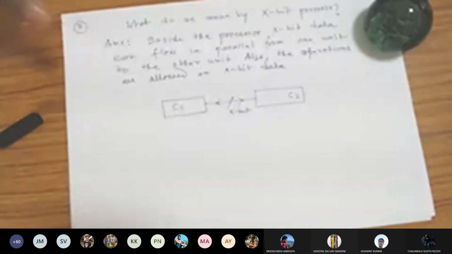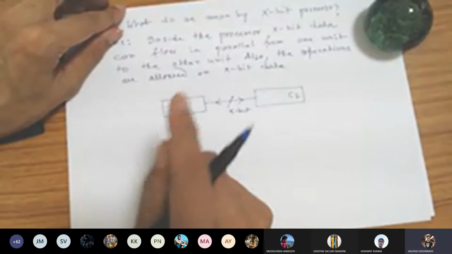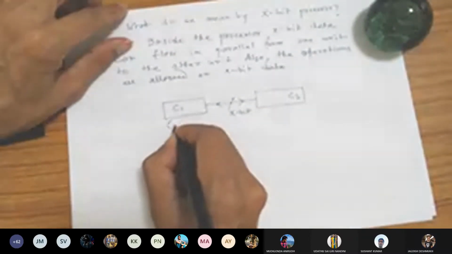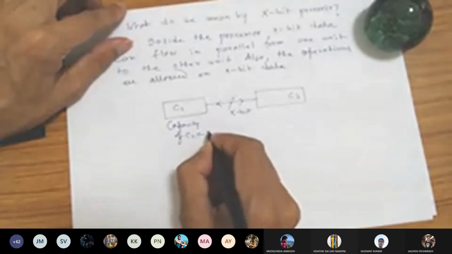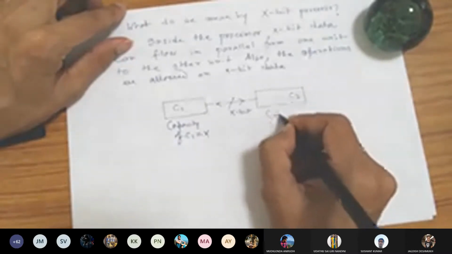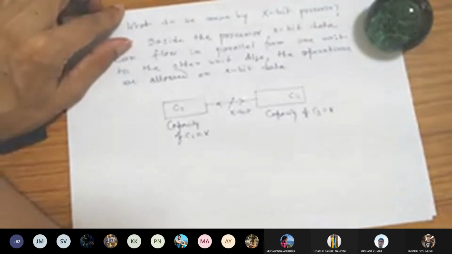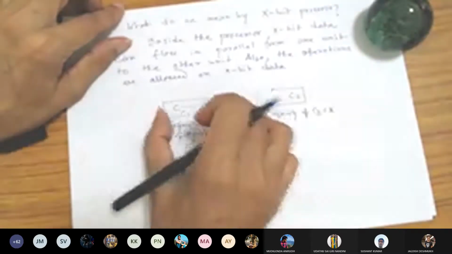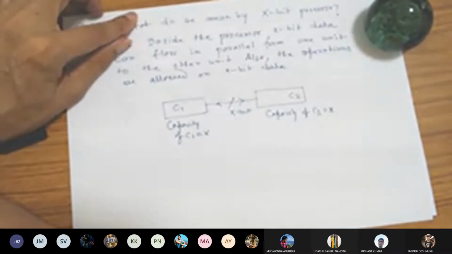What else other than this? All capacities and limits must be multiples of X bit. Right, exactly. So the capacity of C1 equals X. Now, if these are internal storage devices, then capacity is a good terminology. What about operations?